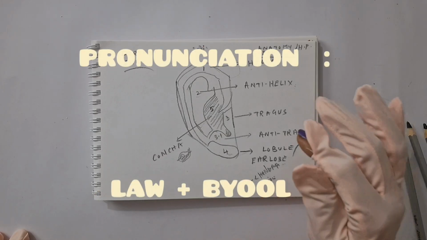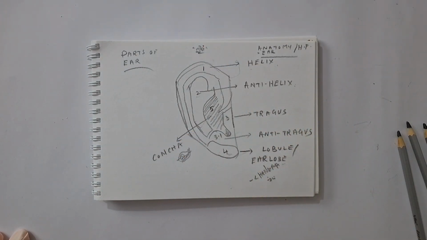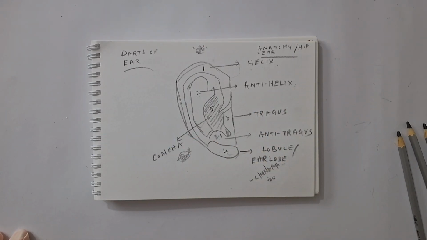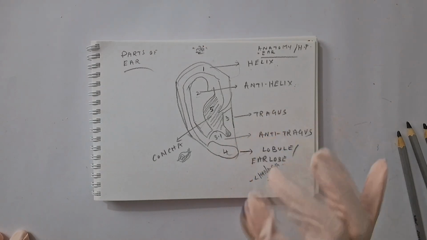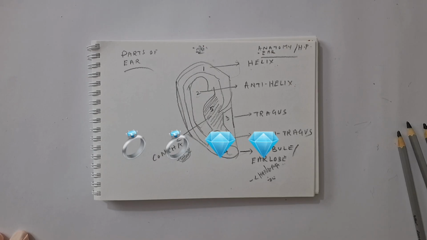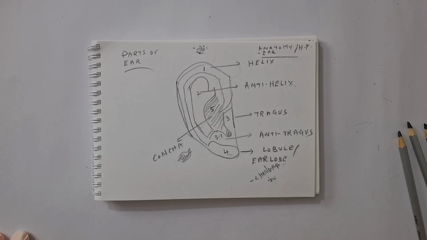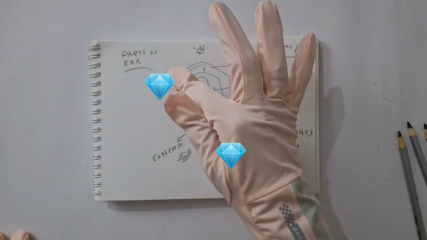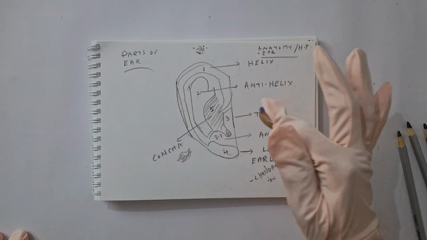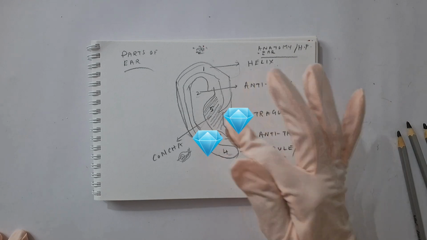Lobule, L-O-B-U-L-E, number 4. We call it earlobe. It is a soft, fleshy lower part of the ear. In some it is attached, in some it is detached. Ornaments like earrings are worn in 4 parts, generally on the earlobe, on the helix, both parts here and here also, or maybe throughout. This part, tragus and also antitragus.